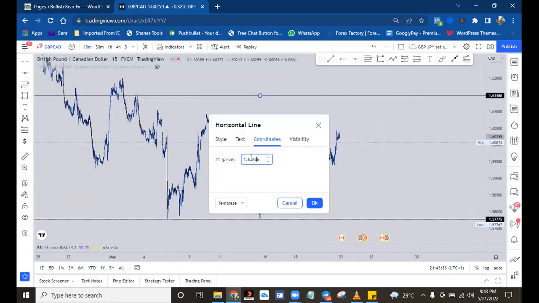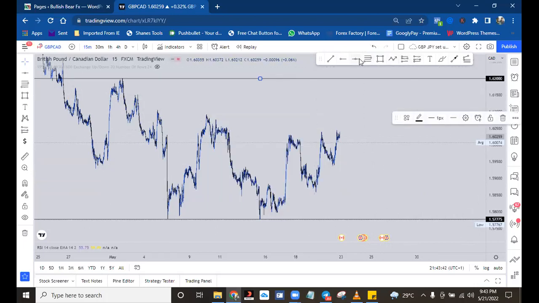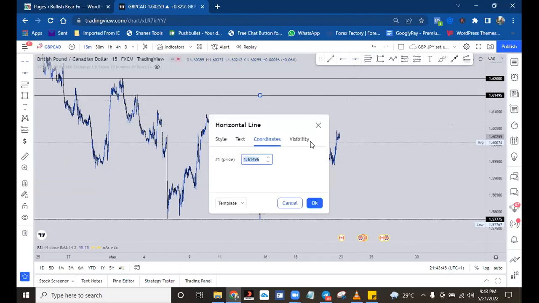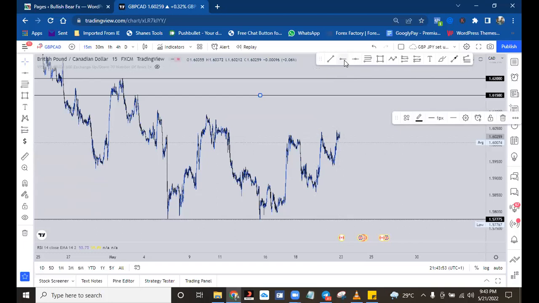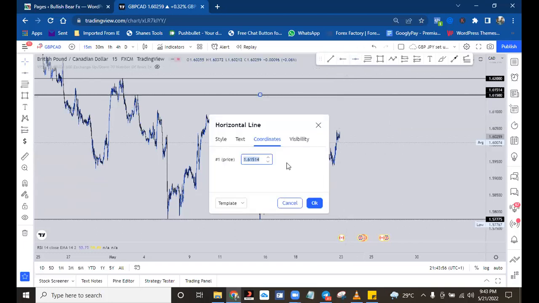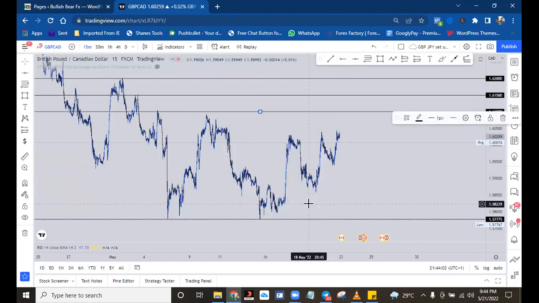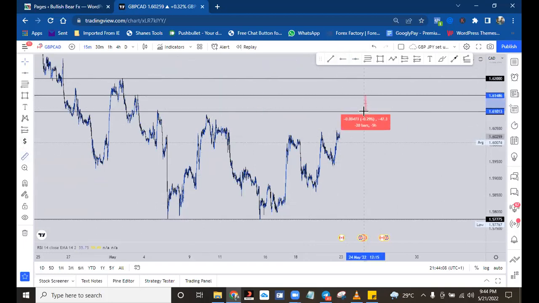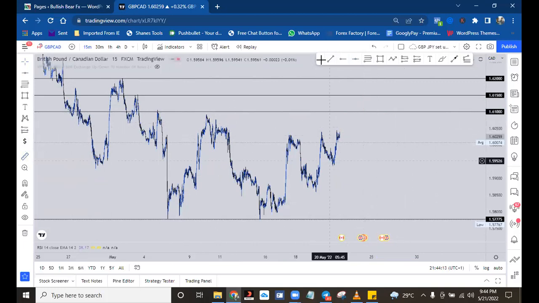So what we're going to do right now is we're going to start with 1.62 thousand. And then we'll bring out another. We're going to make it 1.615. We bring out another, and we can give it 1.61 thousand. Let's be sure that this is 50 pips. Okay, it is 50 pips.